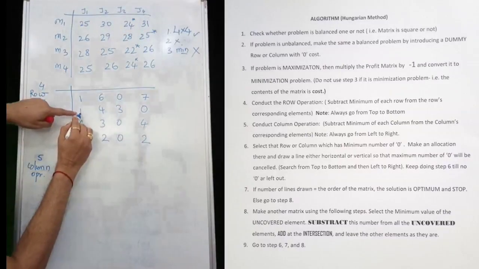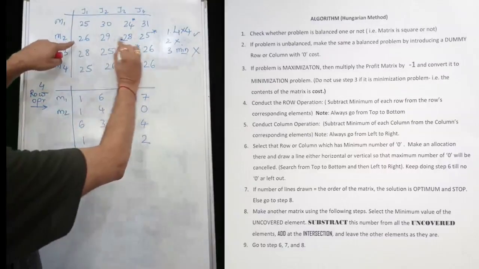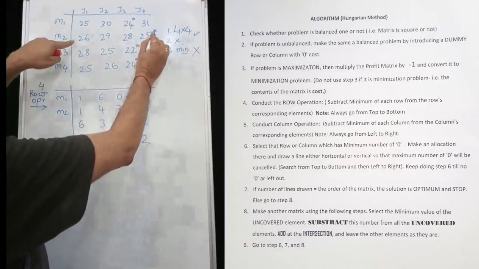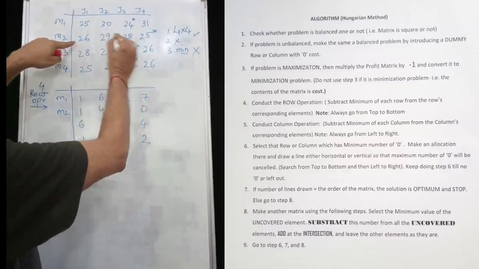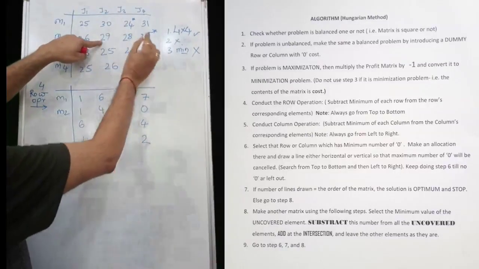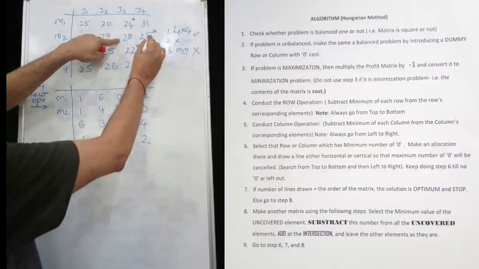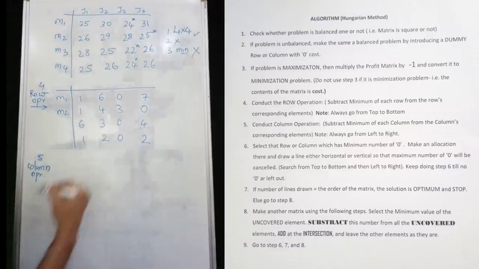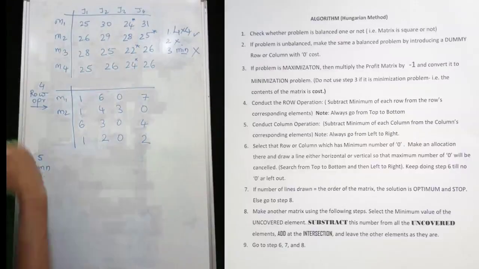I'll come to the second row. I finish M1, I come to M2. What is the minimum in M2? It is 25. So I'm going to subtract 25 from elements of the corresponding row only. So 26 minus 25 is 1, 29 minus 25 is 4, 28 minus 25 is 3, and 25 minus 25 is 0. Similarly, I'll do it for row number 3 where 22 is the minimum.